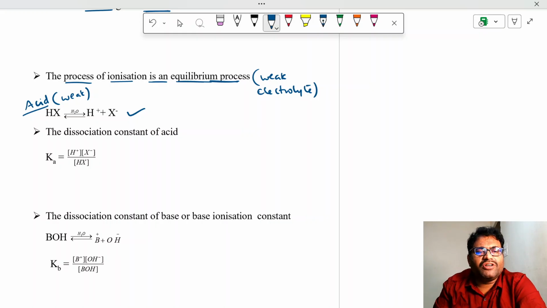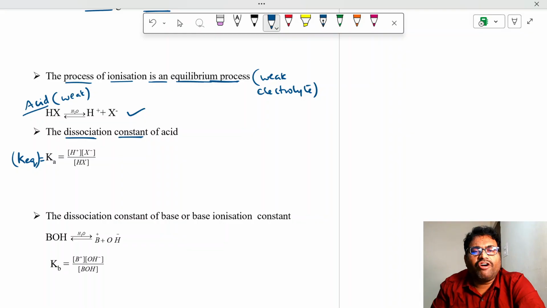And we write an equilibrium constant, and here that equilibrium constant is called Ka, the dissociation constant of the acid. Because this is an acid and the acid is dissociating, we call it the dissociation constant of an acid. Why are we writing an equilibrium constant here? Because it is a weak acid, and in a weak acid there will be equilibrium existing because it is a reversible reaction.